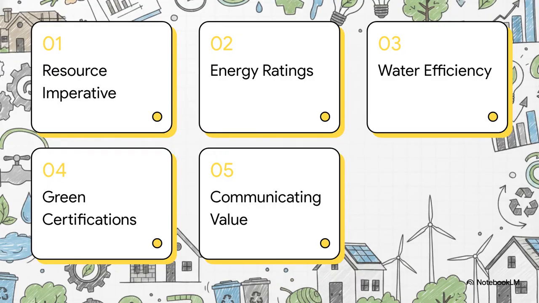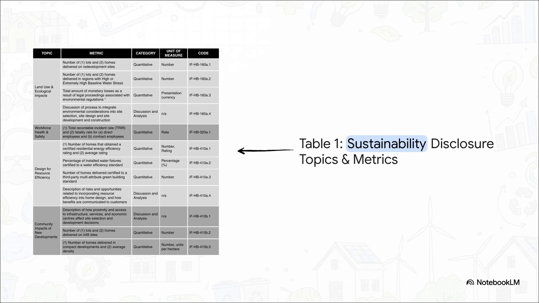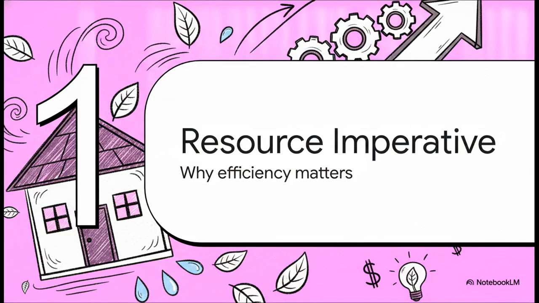To break this down, our agenda today covers the resource efficiency imperative, tracking energy ratings, calculating water fixture efficiency, multi-attribute green certifications, and finally, communicating that value to your buyers. Looking at the actual SASB documentation, we are drilling right into the Design for Resource Efficiency section. This covers metrics IFHB 410A.1 through 4, and it is zeroed in entirely on energy, water, and green building standard certifications. All right, let's start with Section 1, the Resource Efficiency Imperative.